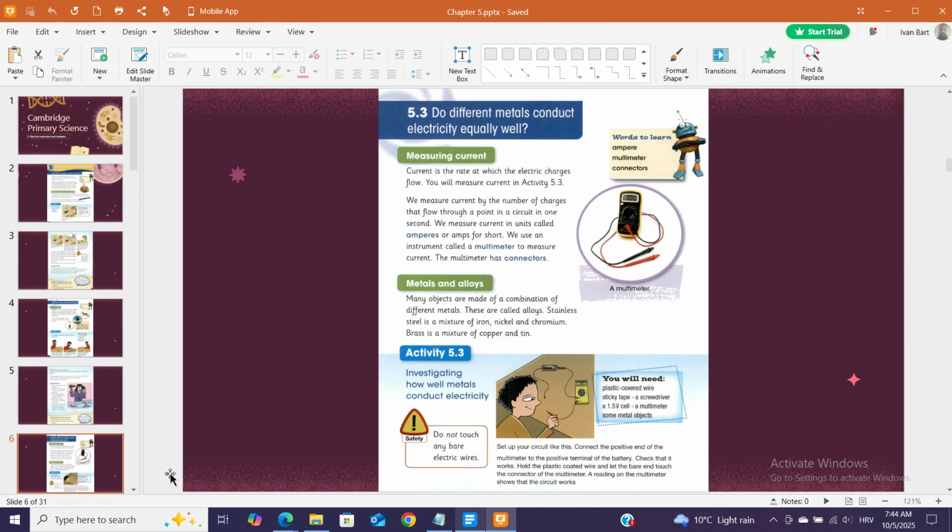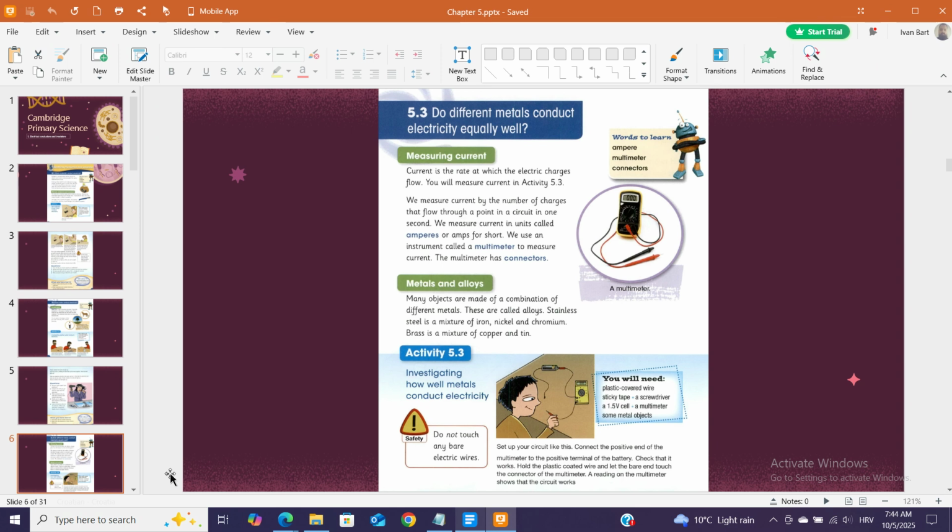Stainless steel is a mixture of iron, nickel and chromium. Brass is a mixture of copper and tin. Activity 5.3. Investigating how well metals conduct electricity. Words to learn: ampere, multimeter.